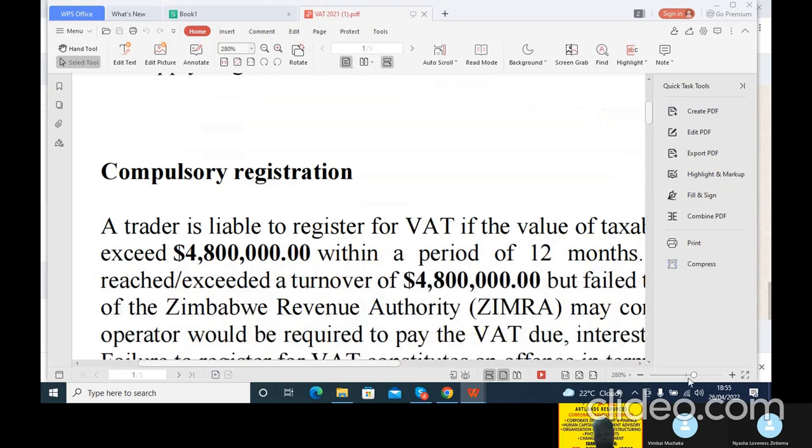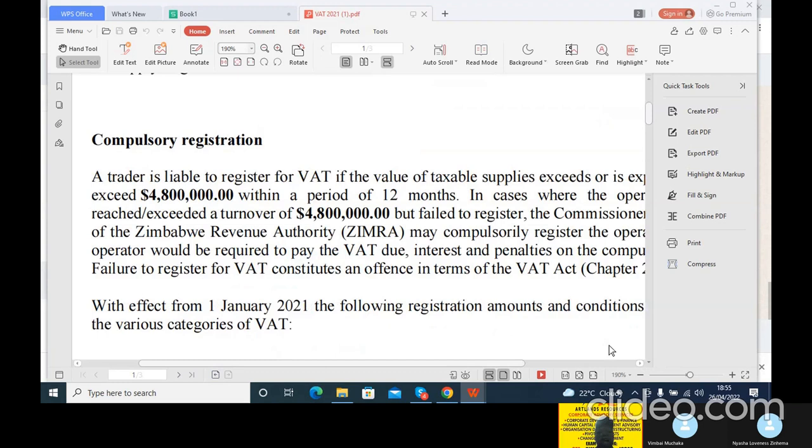So compulsory registration. Let us start with compulsory. Let me define what compulsory means. Compulsory means whether you like it or not, you have to register for VAT.